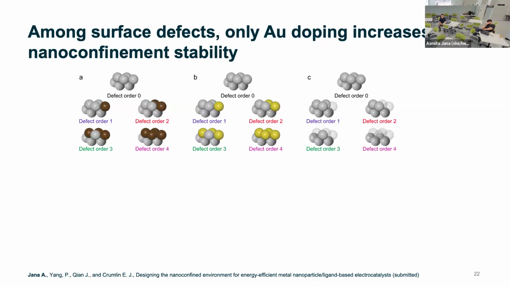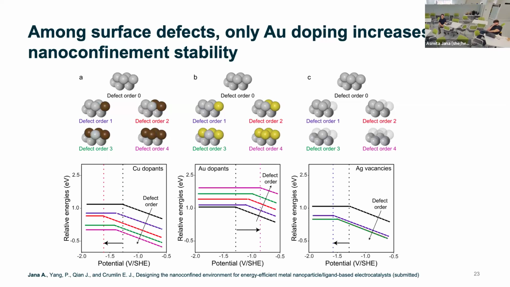So for all of these 3 defect classes, I plotted the transition potential, once again, what we're interested in. The overall takeaway so far is that with increasing defect order, copper and silver vacancies, the transition potential shifts left, not the direction we want.